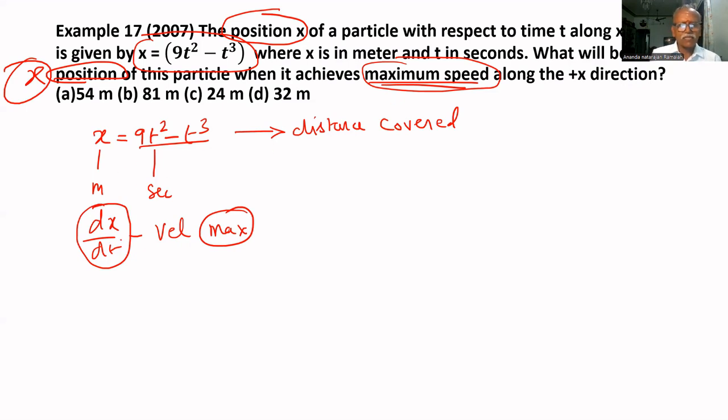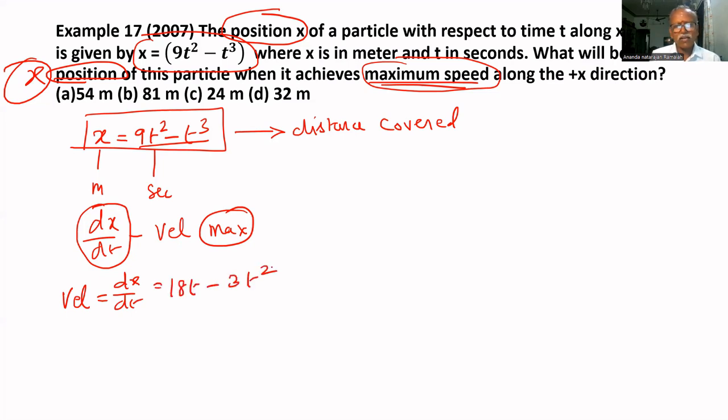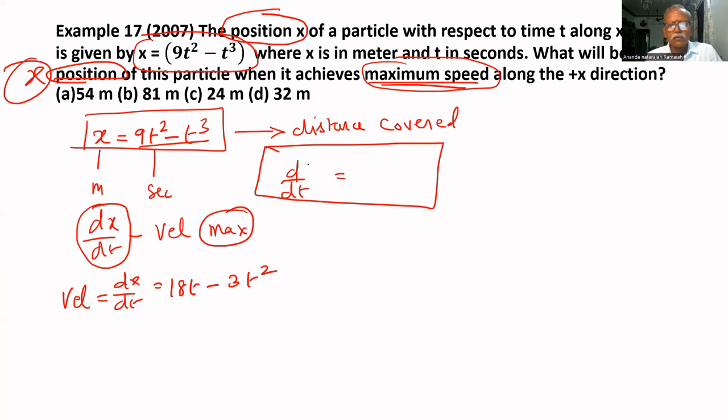So to find maximum speed, first we have to find the equation for speed. What is the equation for speed? We have to differentiate this. That is, velocity equals dx by dt, which equals 18t minus 3t square. The formula is t power n gives n t power n minus 1. By using that formula, we found the equation for velocity.